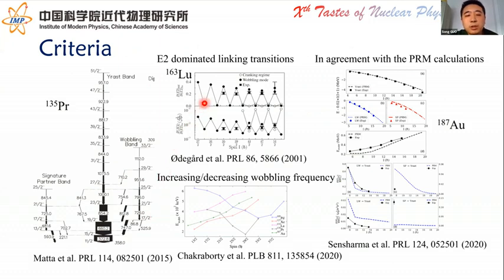The key experimental criteria to distinguish it from other explanations are the E2 dominated linking transitions between the wobbling band and the yrast band. Based on the E2/M1 mixing ratios, the reduced electromagnetic branching ratios can be deduced and further compared with calculations. One should also discuss the wobbling frequency to see if it is a transverse or longitudinal wobbling. But before that, the mixing ratios of the linking transitions should be deduced first to see if they can be explained by wobbling.